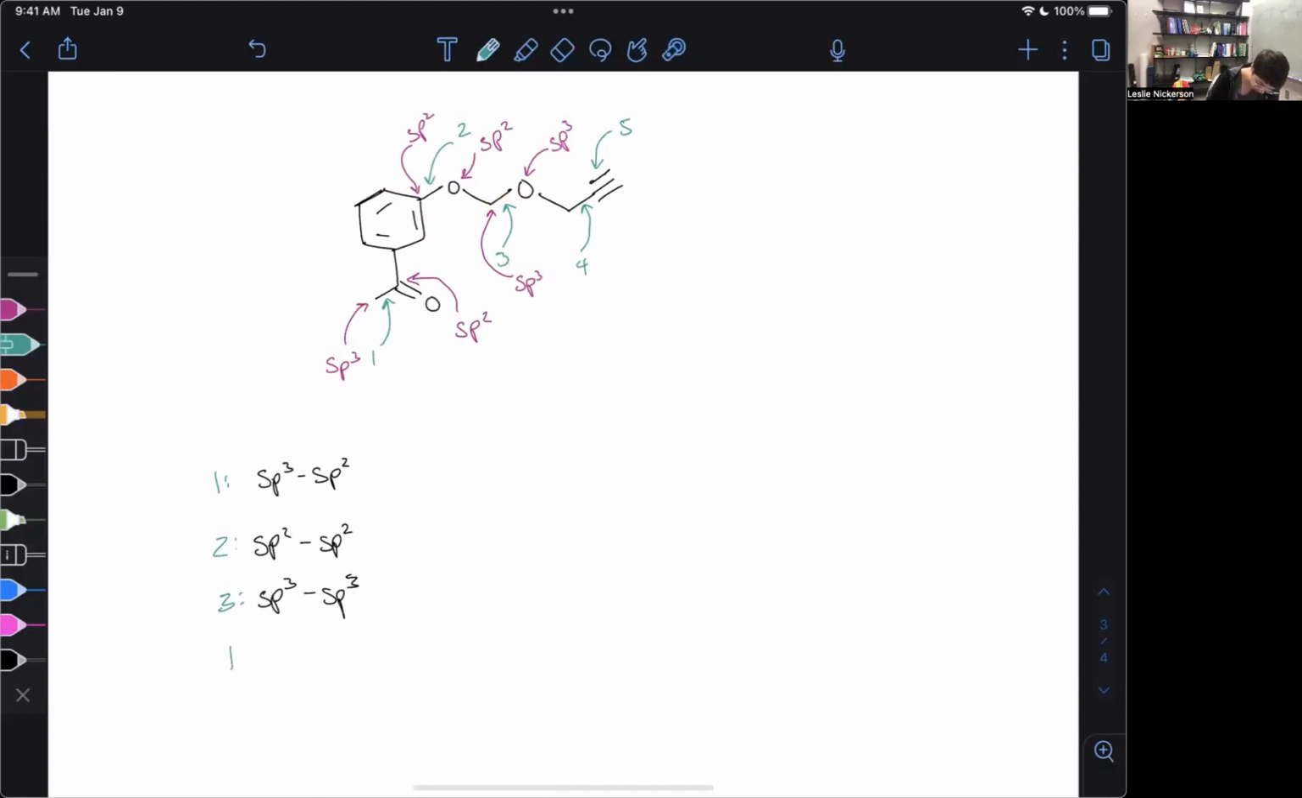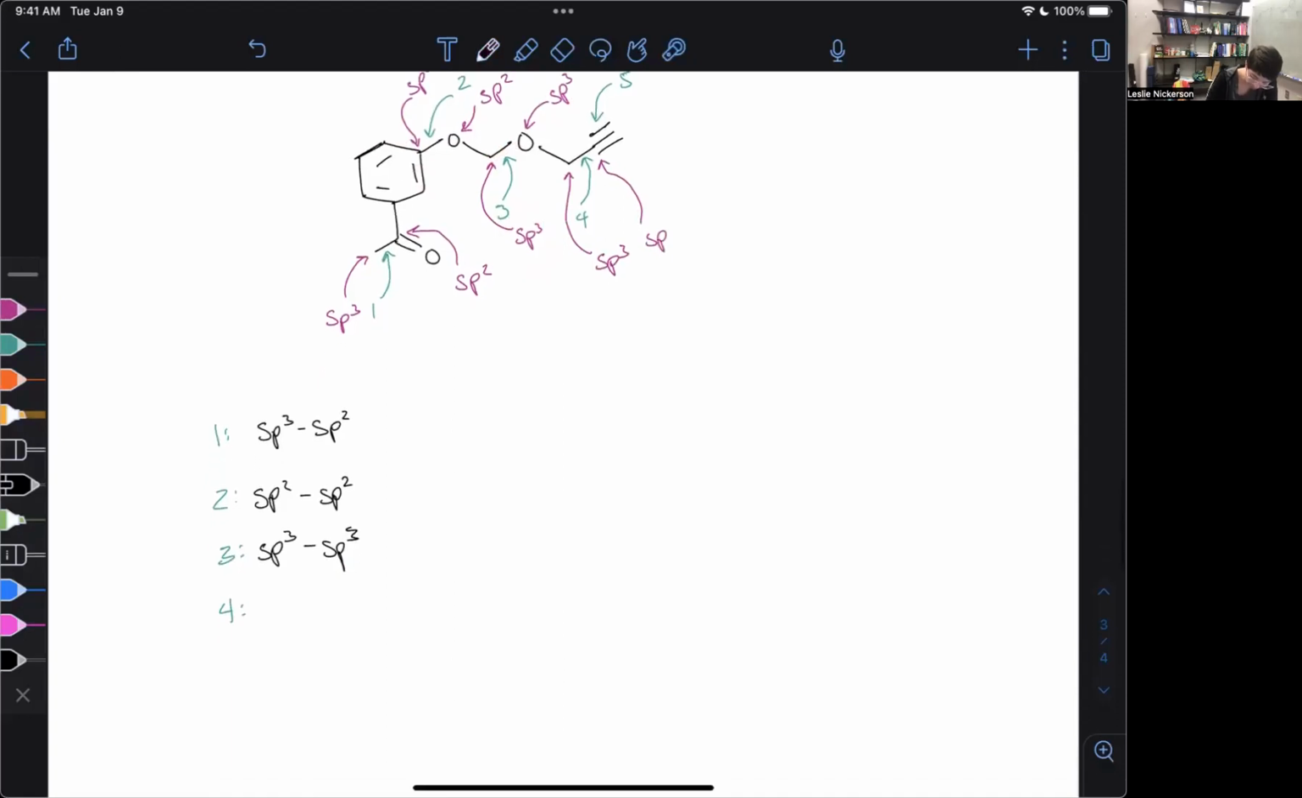All right, for number 4, so this carbon is sp3. We've got those 2 implied hydrogens. This carbon has no implied hydrogens, and it's got only 2 things around it, so that's going to be sp. And bond 4 is another sigma bond, so that's going to be an sp3 to sp.